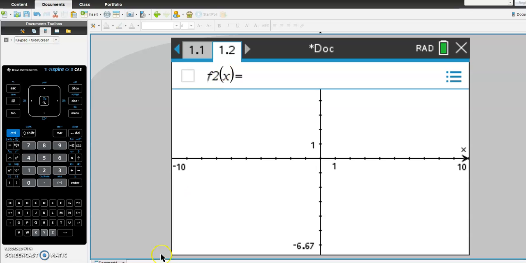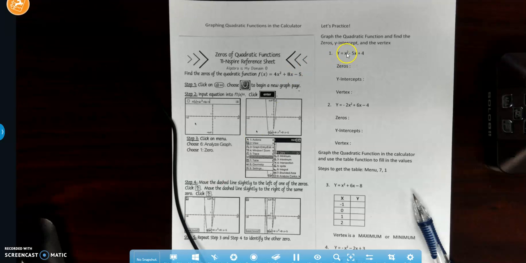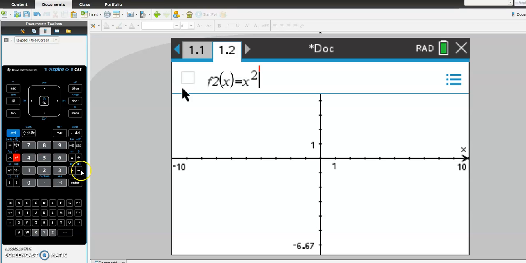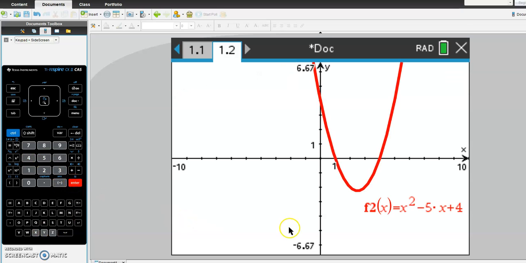Here's your function. So what you're going to do is insert this quadratic: x squared minus 5x plus 4. Into your calculator, you're going to type it exactly as it is. X, the letter x, squared minus 5x plus 4. And you're going to press enter to graph. So there's your graph. Now we're going to look for a couple things.